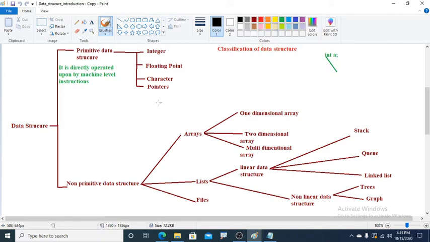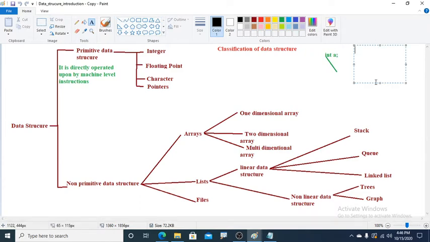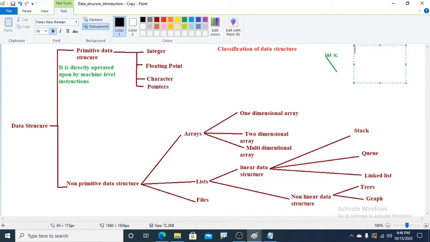Now, in the previous class I explained primitive data structures. They are directly operated upon by machine level instructions. Inside the computer there are some registers and other machine level instructions embedded, and with the help of those instructions this is directly operated. So let us take int. Let us write one statement now: int space a.